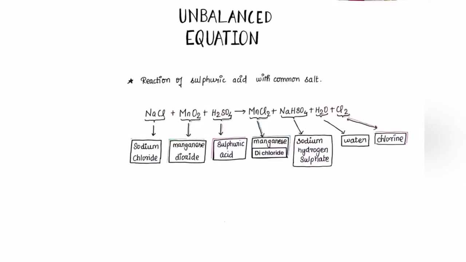So the unbalanced equation here is the reaction of sulfuric acid with common salt, that is NaCl, sodium chloride, plus MnO2, manganese dioxide, plus H2SO4, that is sulfuric acid, gives MnCl2, manganese dichloride, plus NaHSO4, that is sodium hydrogen sulfate, plus H2O, water, plus Cl2, chlorine.